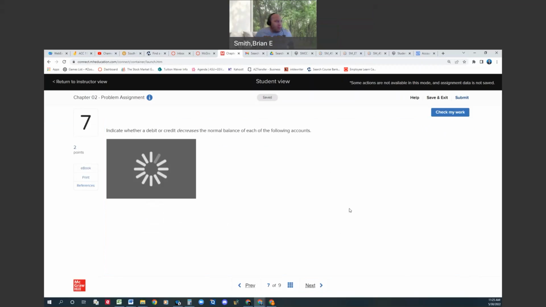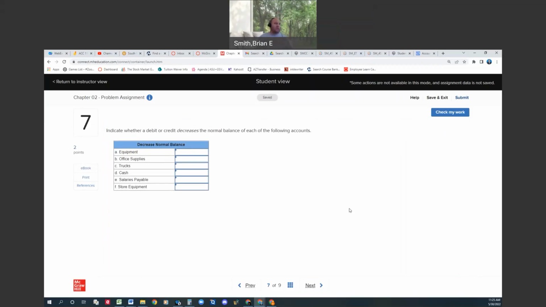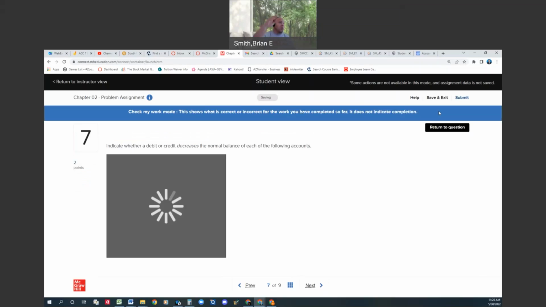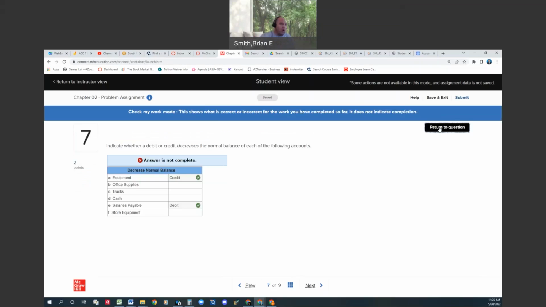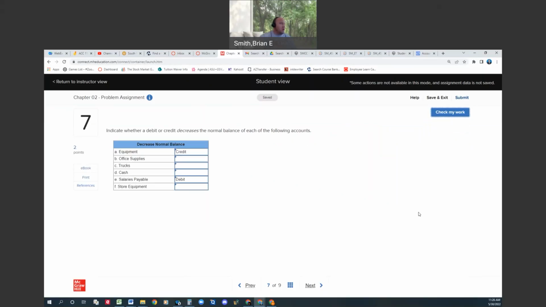Now we're going to look at it from the opposite direction. We're going to look at whether it decreases the account with a debit or credit. So if equipment is an asset, and its normal balance is a debit, then what will decrease it? In this case, it's going to be a credit. Let's go to salaries payable. What decreases salaries payable? Salaries payable is a liability. Its normal balance is a credit, so it will be decreased by a debit. Let's check our work there. All right, correct but not complete. I'll leave the rest to you there.